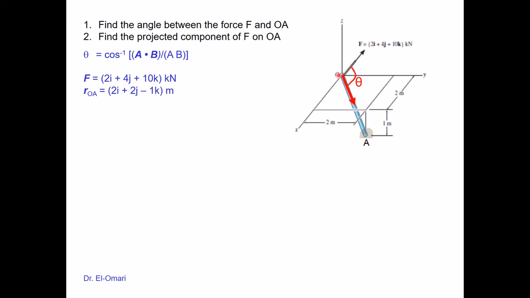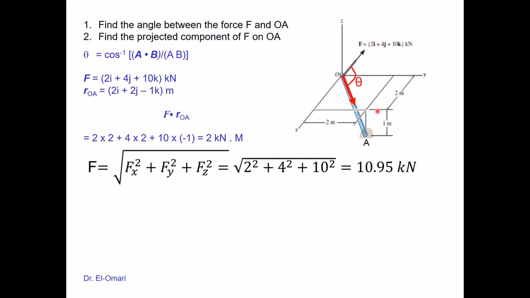You can go in any direction, as long as you write it in this form, you're fine. The following is finding the dot product, which in this case would be F dot the position vector ROA. You just need to multiply 2 times 2, 4 times 2, and 10 times negative 1. Please notice the negative sign, and the dot product will be 2 kilonewton meter.